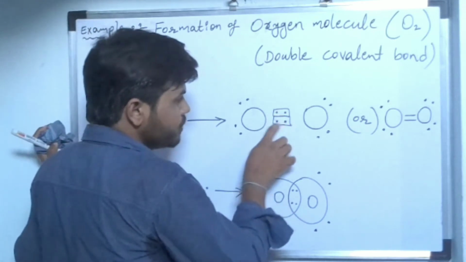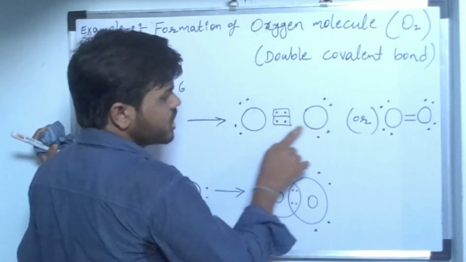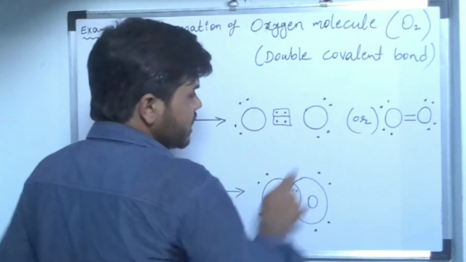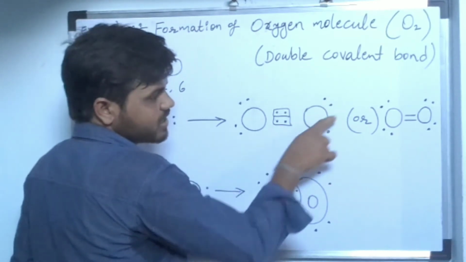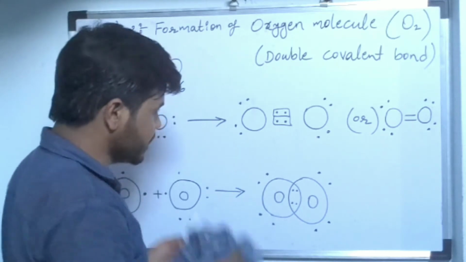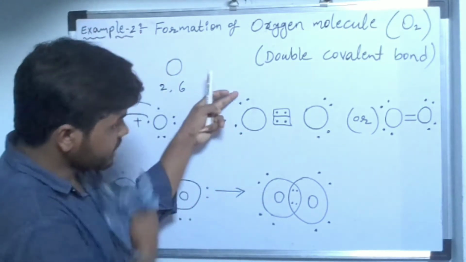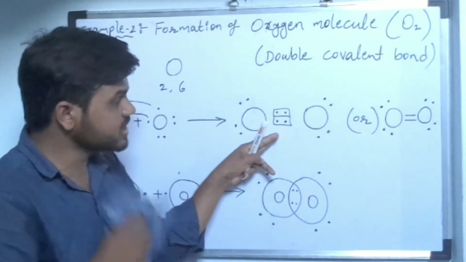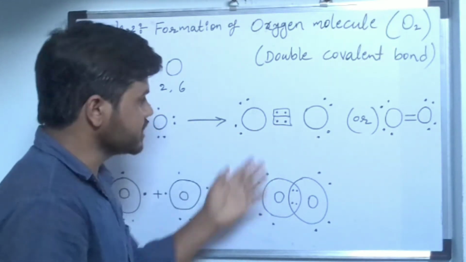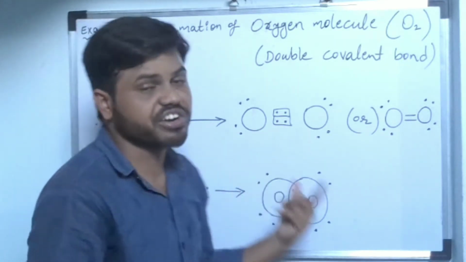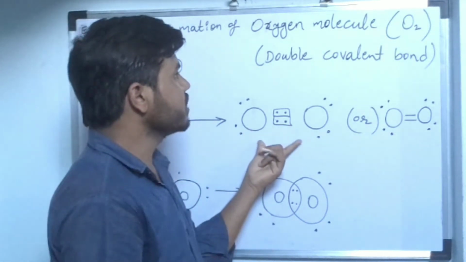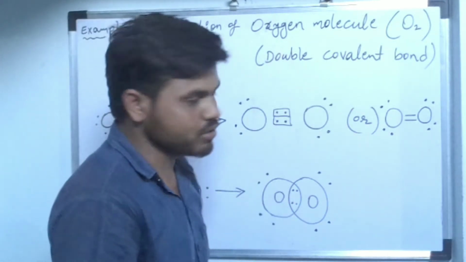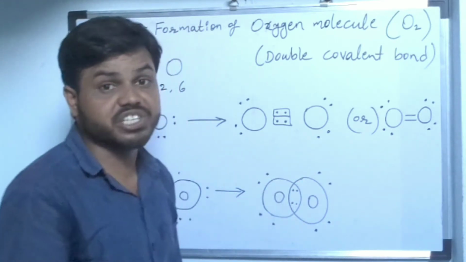See here, 2 pairs of electrons are shared between 2 atoms of oxygen. Okay, 2, total 4, and these 2 pairs, total 8 electrons. This oxygen is getting octet configuration. Here also the same, here 4 electrons and these sharing electrons are 4, total 8 electrons. These 2 atoms are getting octet configuration in the outermost orbital, and these 2 atoms form an oxygen molecule. This is the oxygen molecule Lewis dot structure.